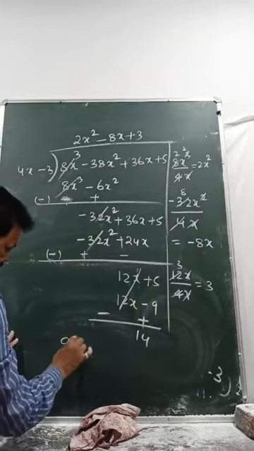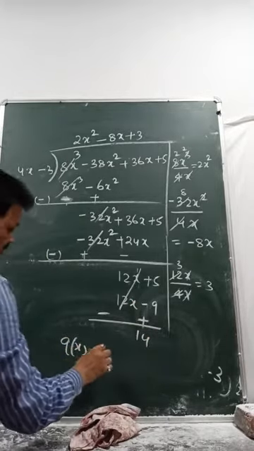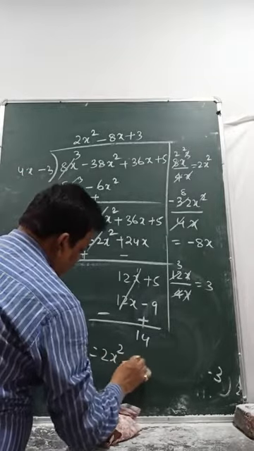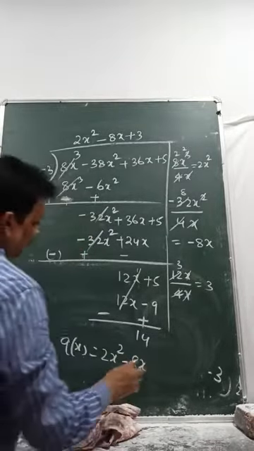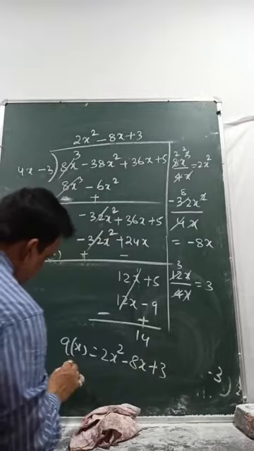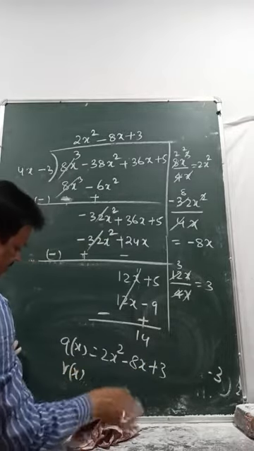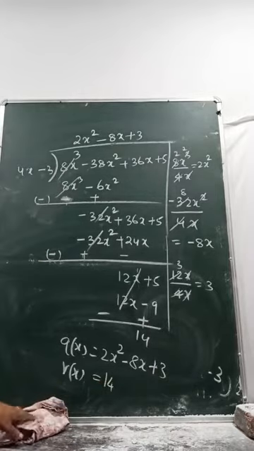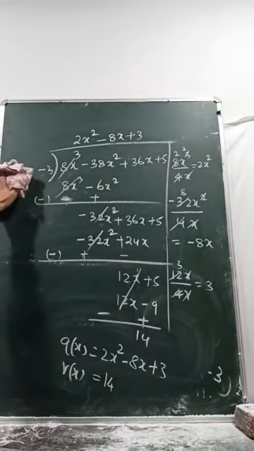So quotient is 2x square minus 8x plus 3. R(x), the remainder, equals 14. Okay, this is one pattern of question. See the second type.